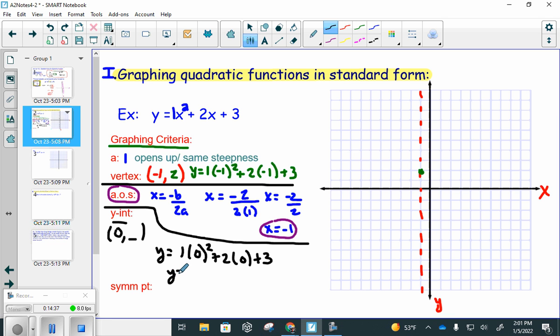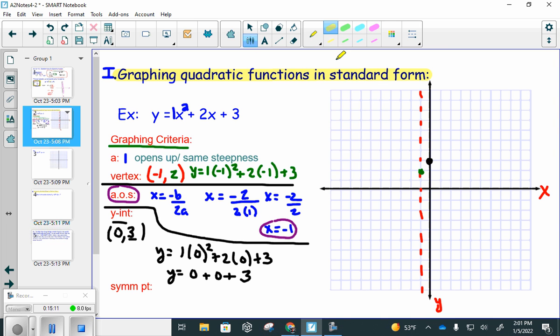So in this case, it's going to be 0 squared is 0, 0 times 1 is 0. Then I'm going to multiply 2 times 0 to get 0 again. And then just drop my plus 3 down. 0 plus 0 plus 3 is just 3. And so, just like that, I found my y-intercept. So now I'm going to come over here, go to my graph, find 0, 3, and that's going to be another point on the parabola.